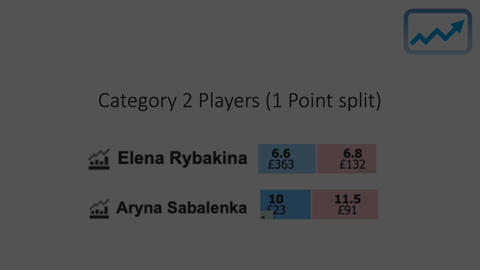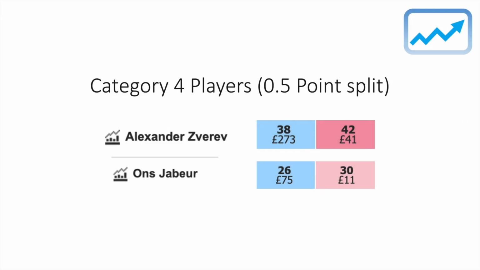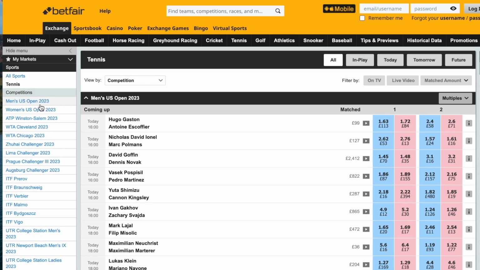Now for my category 3 players, which is 1.5 points, split over 2 to 4 players, priced between 10 and 20, I've gone for 2 players here, which are Medvedev, priced at 12.5, and Sinner, priced at 16. So I'll be placing a 0.75 of a point stake on each of these players. And for my category 4 players, which is a half point split over 2 to 4 players priced over 20, I've selected 2 players, which are Zverev, priced at 38, and Ons Jabeur, priced at 26. So those are my US Open pre-tournament strategy selections.